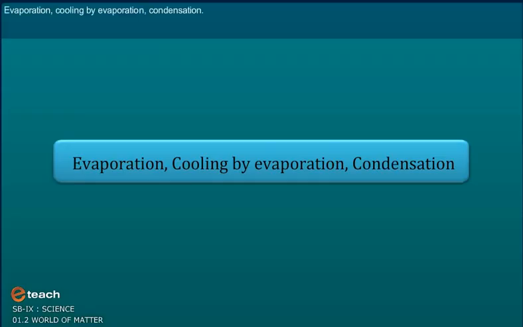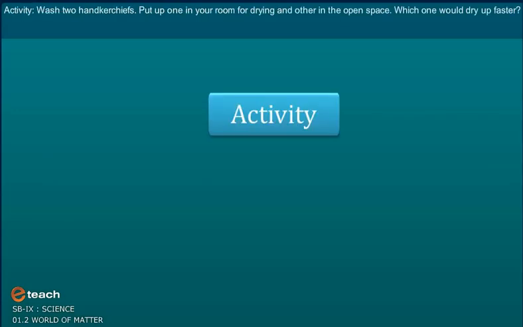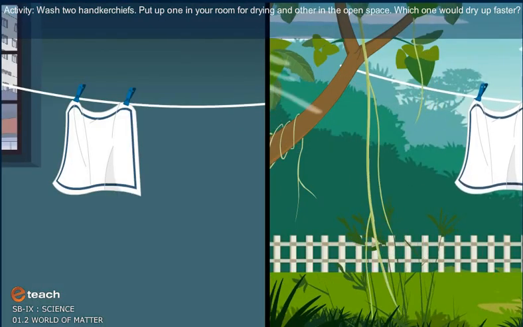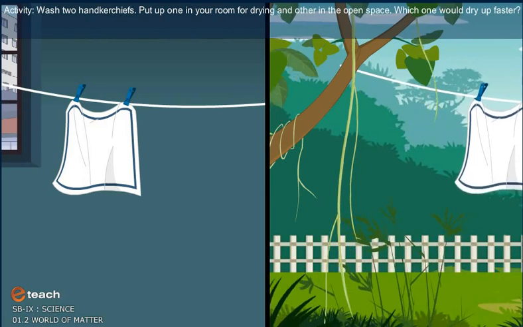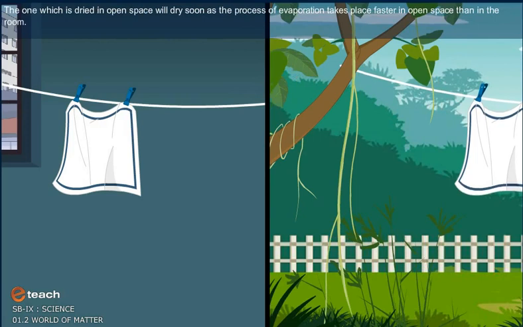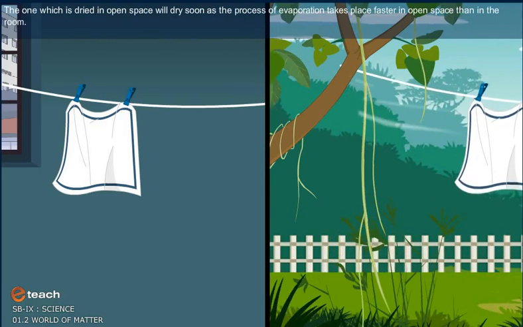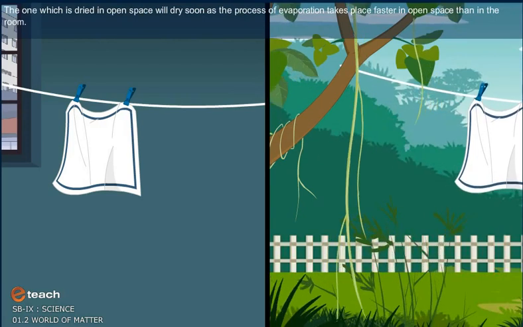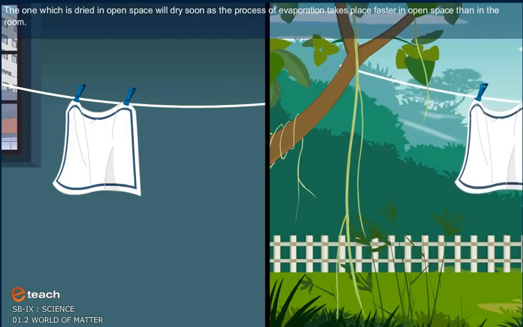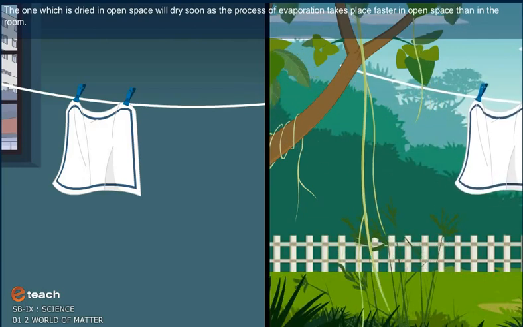Evaporation, cooling by evaporation and condensation. Activity. Wash 2 handkerchiefs. Put up one in your room for drying and other in the open space. Which one would dry faster? The one which is dried in open space will dry soon, as the process of evaporation takes place faster in open space than in the room.